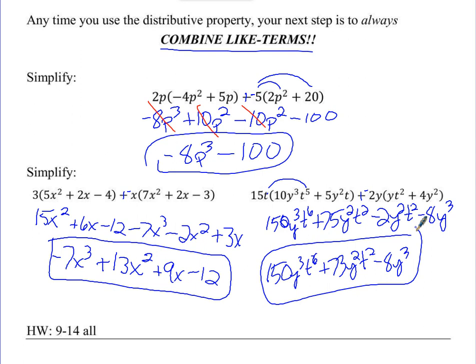So everything that we've done so far is present in numbers 9 through 14. That's 6 problems or so. Have at it.